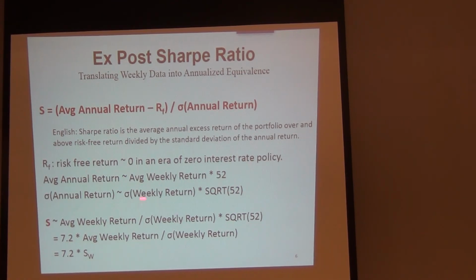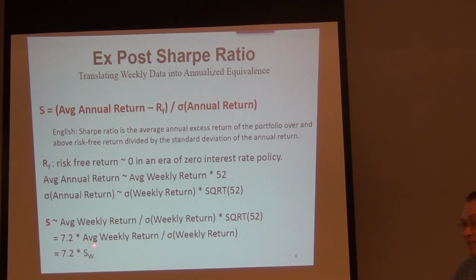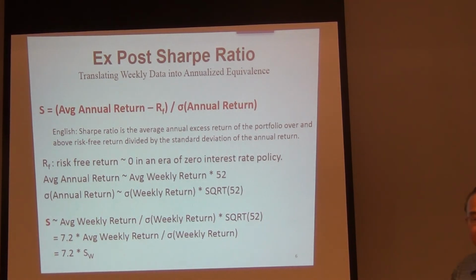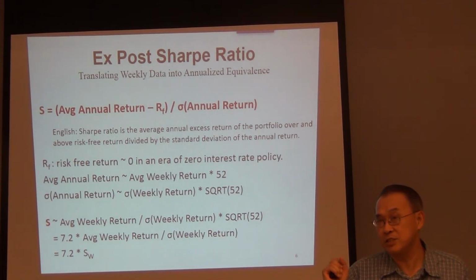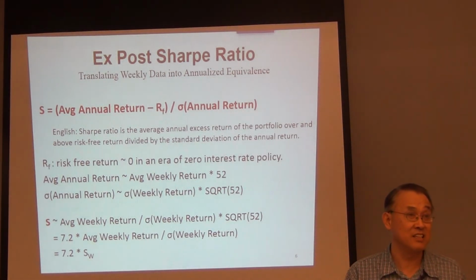And so going through that, the annualized Sharpe ratio is the weekly return divided by the standard deviation of weekly return, times the square root of 52, or the annualized Sharpe ratio is 7.2 times the weekly Sharpe ratio. So when I say weekly Sharpe ratio 0.75, you should understand that 0.75 is a 5.4 annualized Sharpe ratio. That's very, very high. You know, almost no one can achieve that.